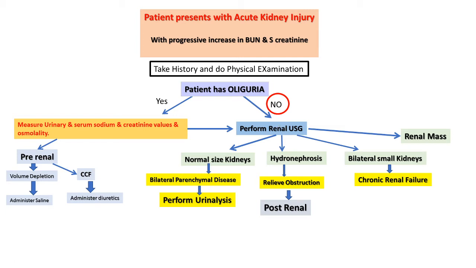So you may find four possibilities: a normal sized kidney, which indicates there is a bilateral renal parenchymal disease of the kidney, or there could be hydronephrosis due to obstruction, or stones can be seen. The third possibility is that both kidneys are bilaterally very small, which indicates chronic renal failure, where again you can get an increase in BUN and serum creatinine, and there may not be oliguria. The fourth possibility is that you can also detect a renal mass. So when you get normal sized kidneys, as I said, it indicates there is parenchymal disease. Then you perform urine analysis.